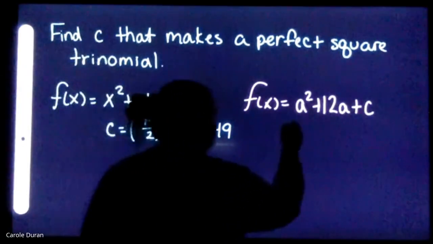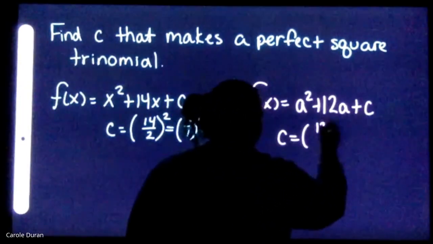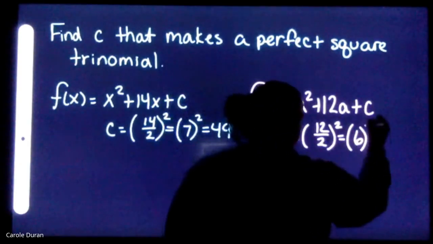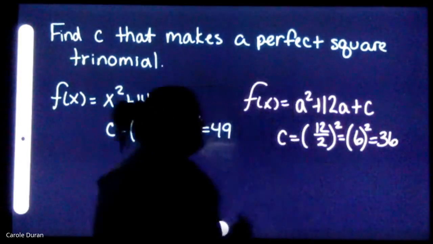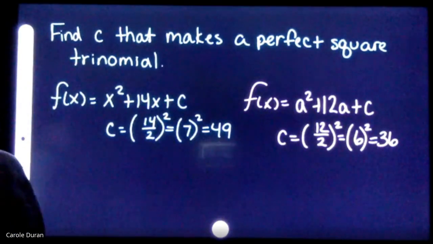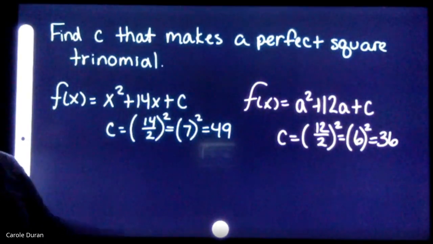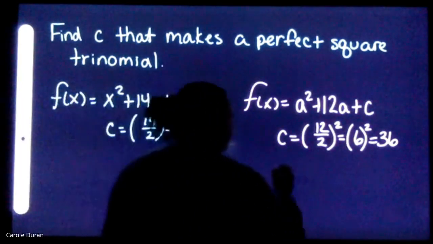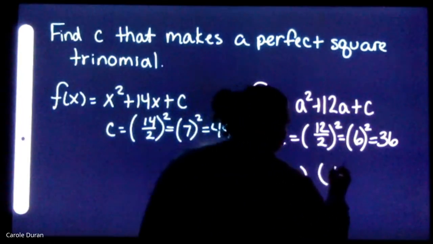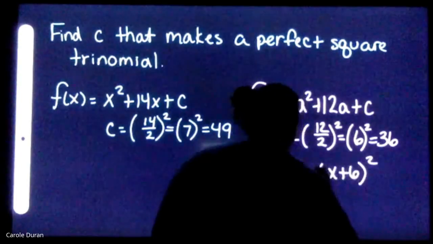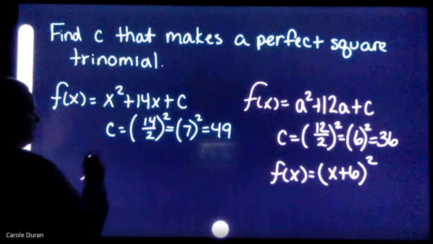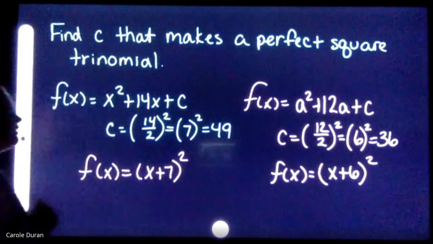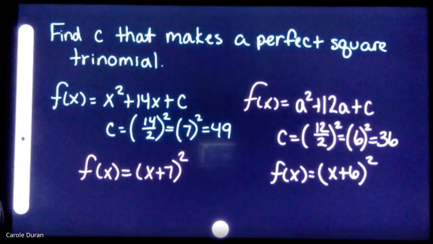My c, remember, is my middle term split in half and then squared. Half of 12 is 6. 6 squared is 36. So we are finding the value c that makes this a perfect square trinomial. That way I could factor it really easily. For example, without doing any work at all, I know that this factors into x plus 6 squared. And this first one that we did factors into x plus 7 squared. I didn't have to do any work at all because I knew it was a perfect square trinomial.